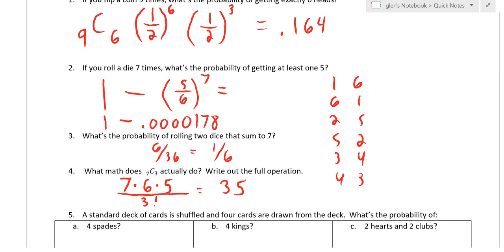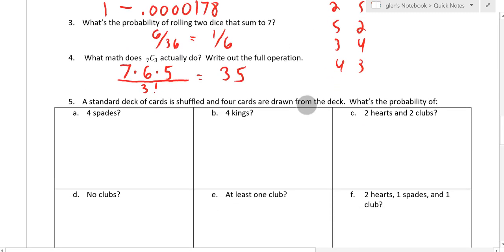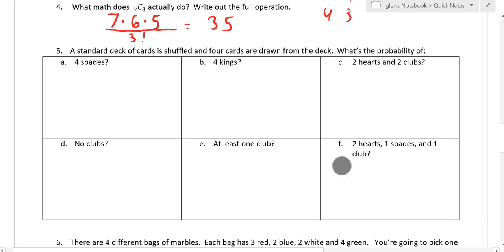So basically what that says is if you're going to roll a die 7 times, the probability you see a 5 at least 1 time is very high. Like almost 100%. If you roll a die 7 times, you're probably getting at least 1 5. All right.